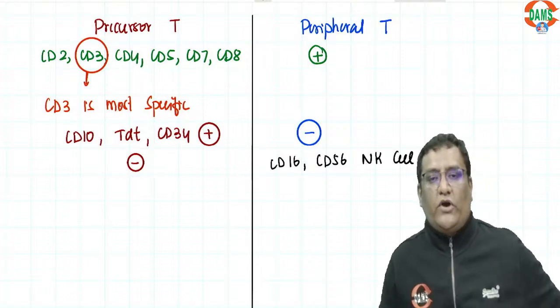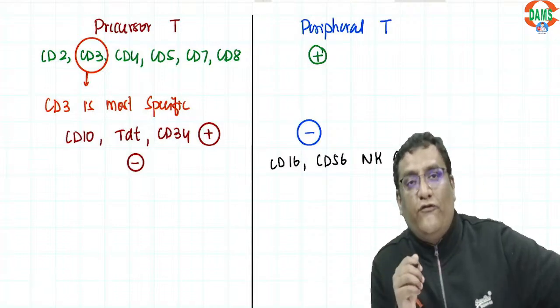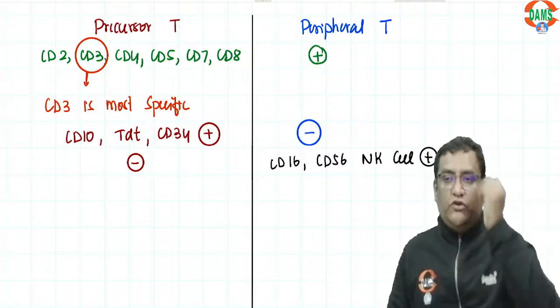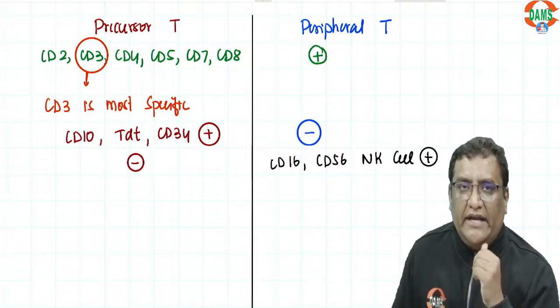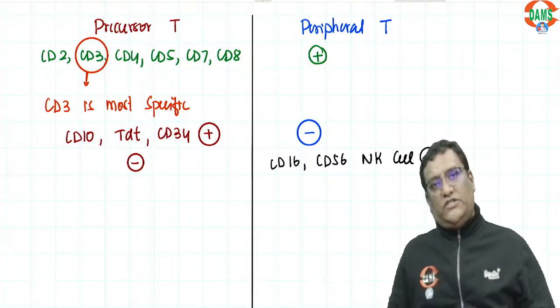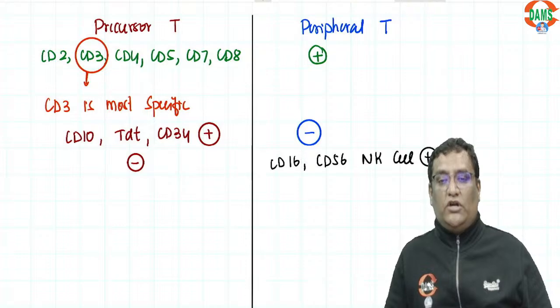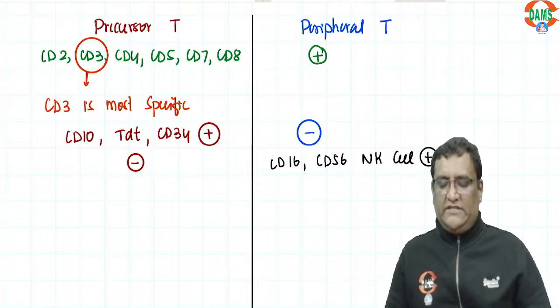So now, okay, can anybody tell me, a cell is positive for CD3, negative for CD10 and TDT? What are you thinking? Yes, you are of course thinking of peripheral T. Why? Because negative for TDT and CD10 means it is not a precursor, isn't it? So in that case we are suspecting it is a peripheral T cell.